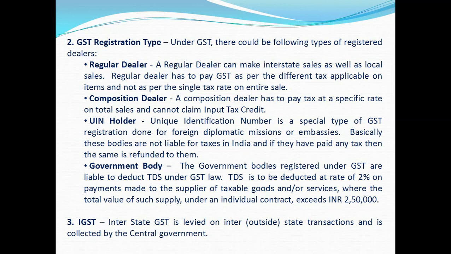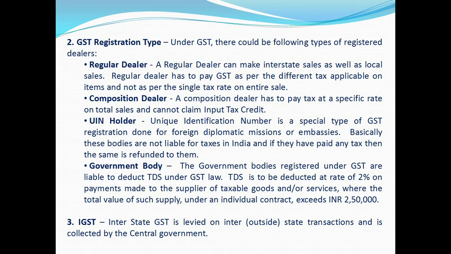A composition dealer has to pay tax at a specific rate on total sales, and he cannot claim input tax credit, that is ITC. Basically, under the composition dealer scheme, there are fewer formalities as compared to a regular dealer, but not everyone is eligible to opt for the composition dealer scheme. There are certain restrictions to it. Currently, if your turnover is greater than 1.5 crore, then you are not eligible to apply for the composition dealer scheme. This limit can keep on changing, but currently it is set to 1.5 crore.